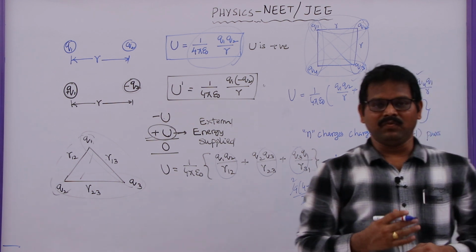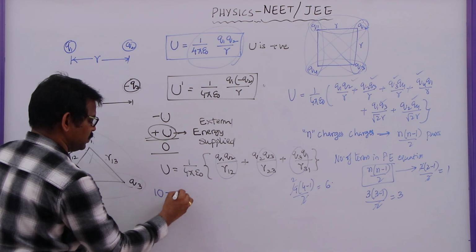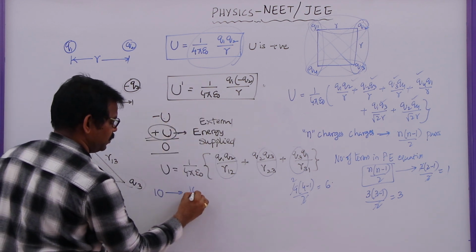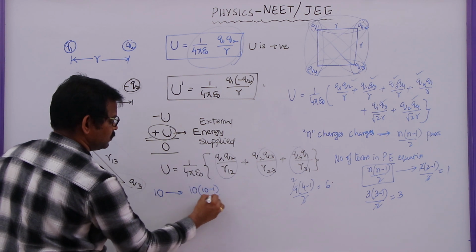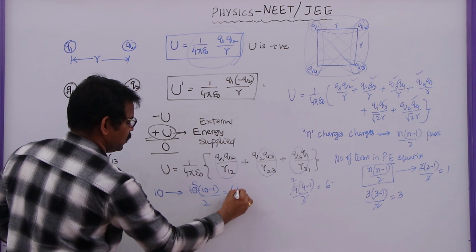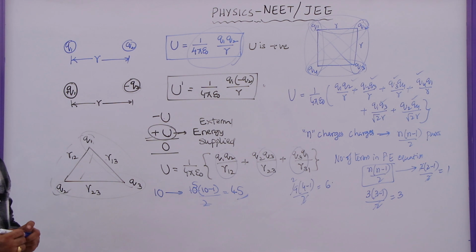So based on this, we can say if there are 10 charges in a system, then the number of terms in the expression of potential energy will be given by 10 of 10 minus 1 by 2, 2 5s, this is 45. That means the expression must consist of 45 terms.